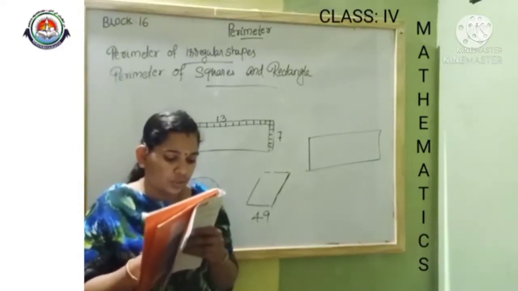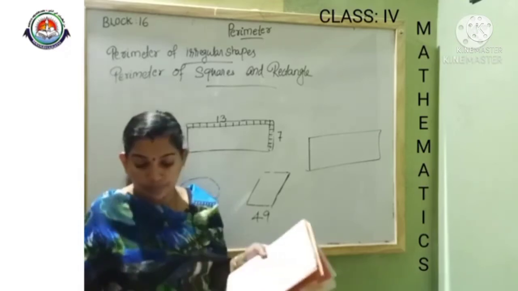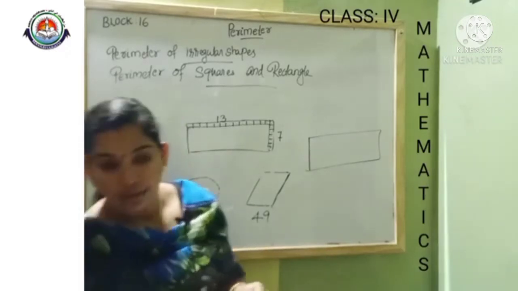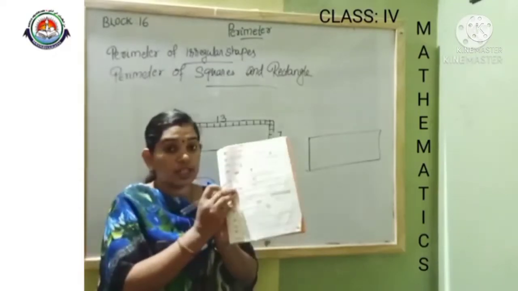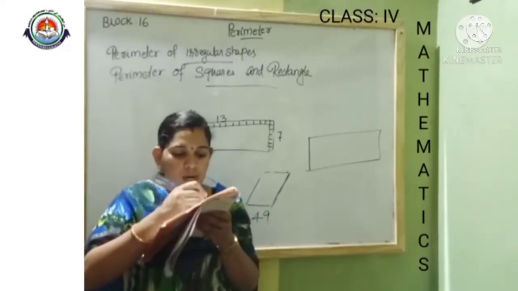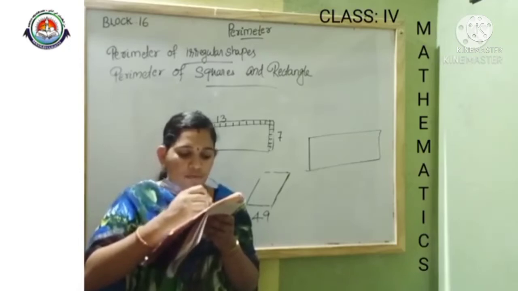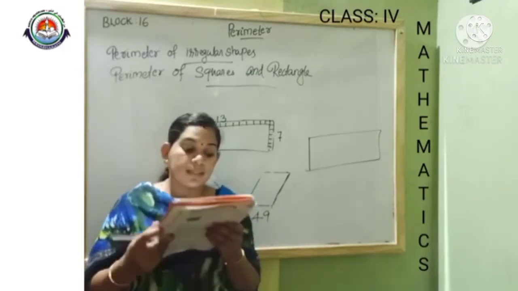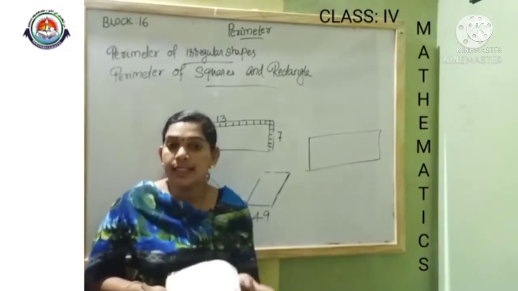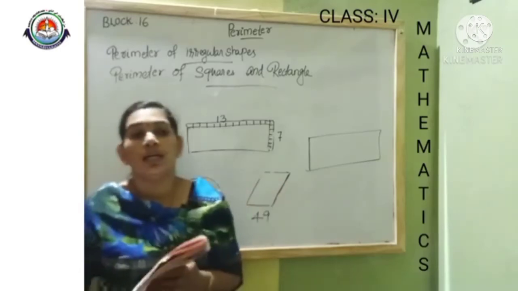1, 2, 3. Just wait. Are you ready to count? Just count with me. In question number A: 1, 2, 3, 4, 5, 6, 7, 8. How many small squares are there? 8 small squares are there. Here this side, the opposite side is also small squares.